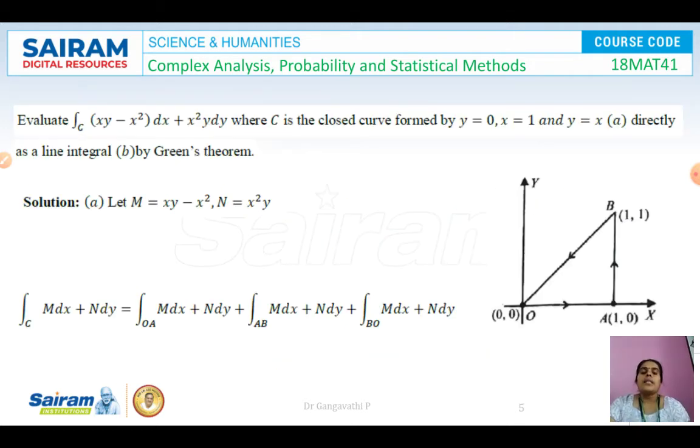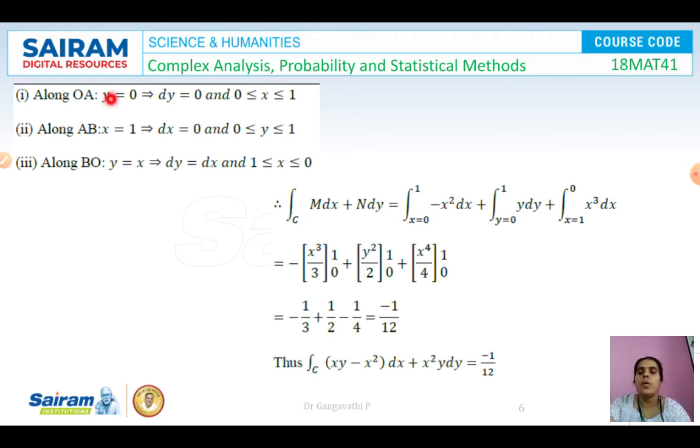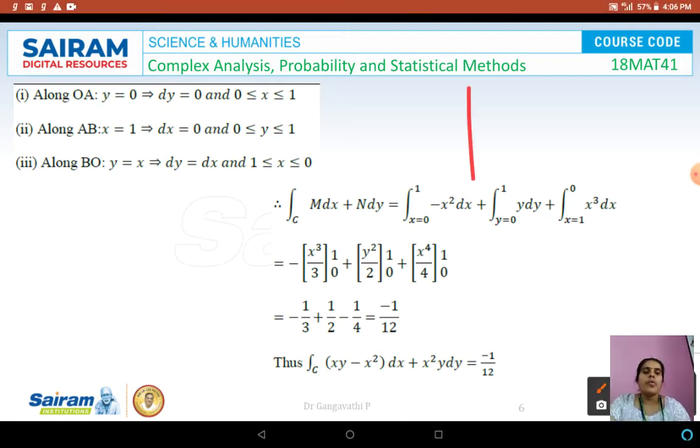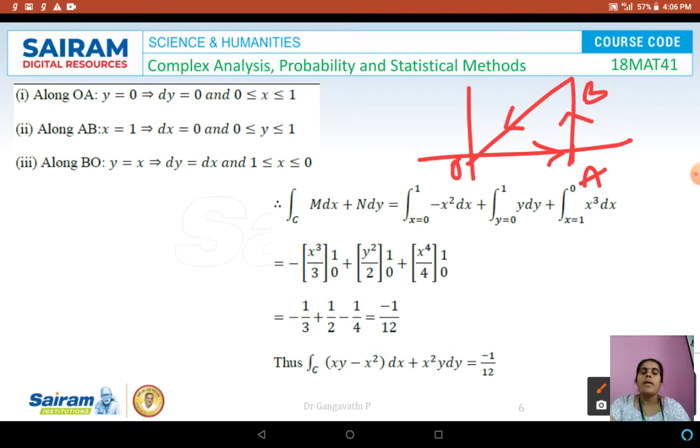Now let us observe the graph along OA. OA is our x-axis. This is O and this is A, and this is how the curve was. This is point B, so this is the direction we have taken. So along OA, that is the x-axis, the equation of the x-axis is y is equal to 0. So if y is equal to 0, on differentiating, dy will be equal to 0.